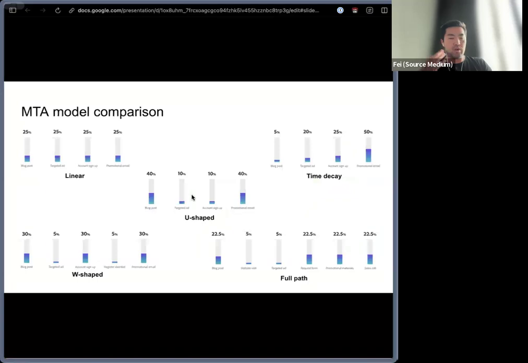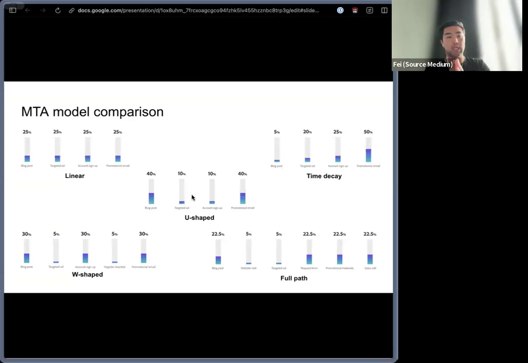So I'll just do a quick crash course on what are all the different MTA models that are popular, right? You might find this in a textbook. But of course, with the advancement in machine learning, you can now have much more nuanced credit assignment logic. Of course, you don't necessarily need machine learning to do that. It can be developed internally.